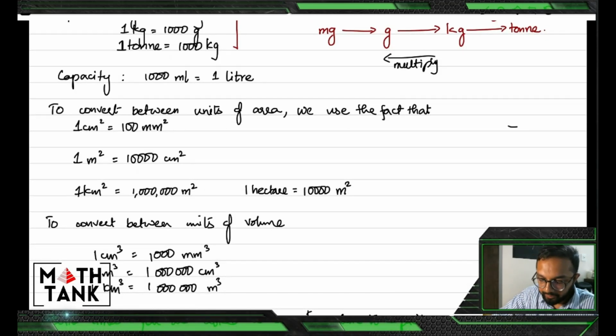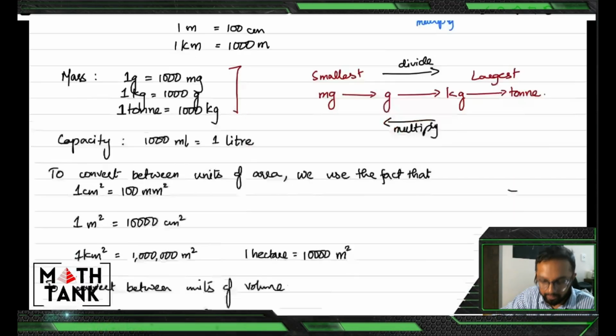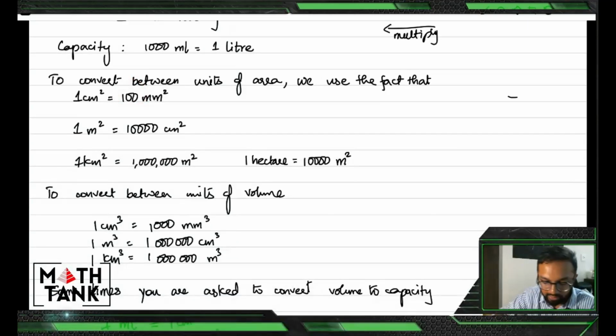Then sometimes you're asked to convert units of area as well. How do you convert units of area? Remember that the conversions are still the same. You see 1 centimeter was 10 millimeters. Why has this become 100? Because you multiply every conversion by itself twice. So how did I end up with 100? I multiplied 10 with 10.